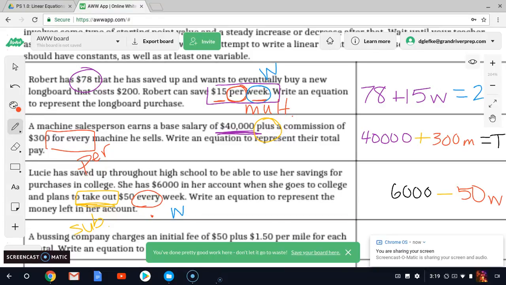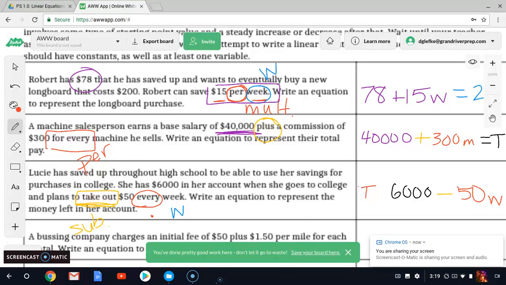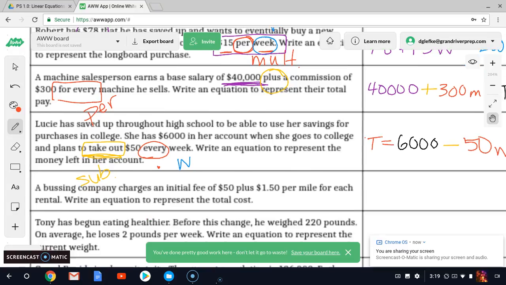And that's going to equal the total. And we could put it like the example above and put equals T, or we could put it at the beginning here. Either way. So we have 6,000 minus 50W. Okay, let's do another example.